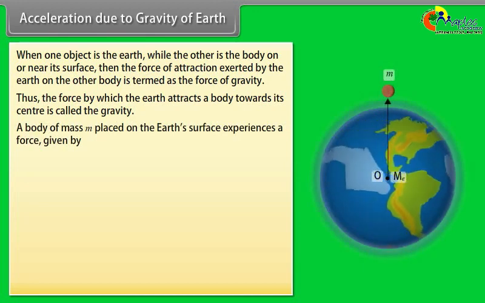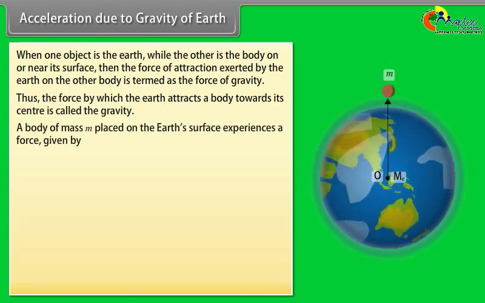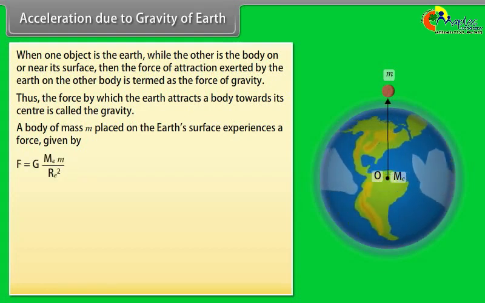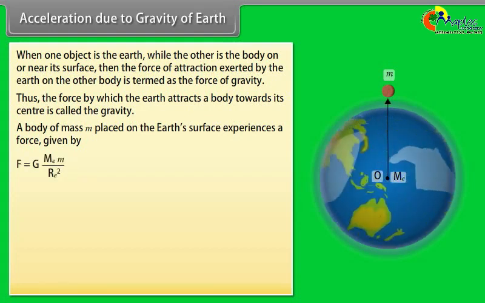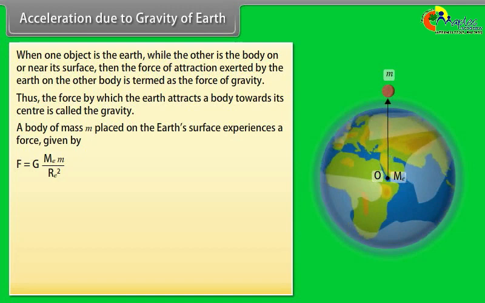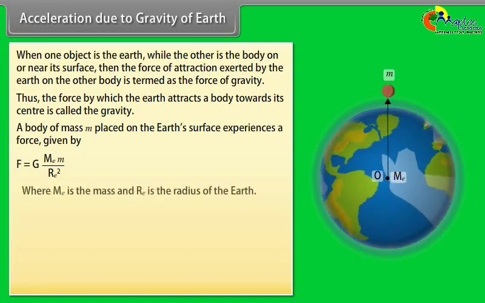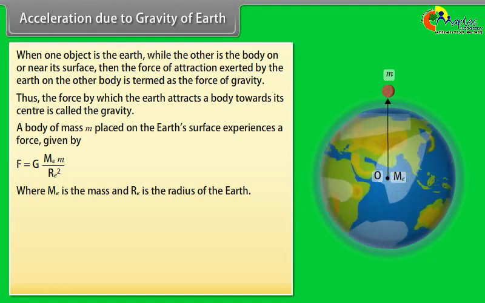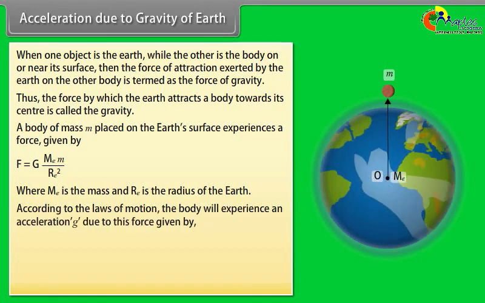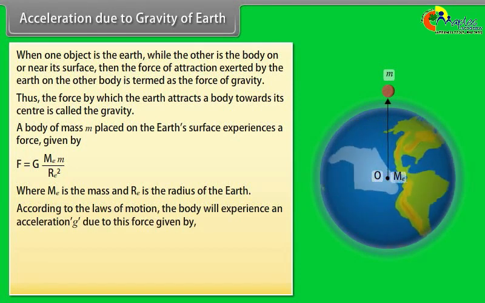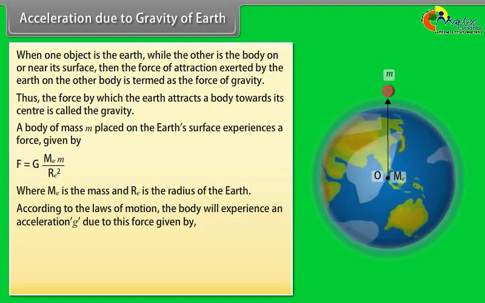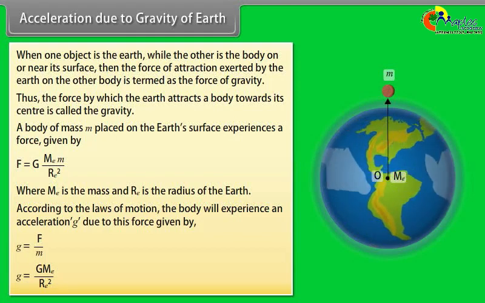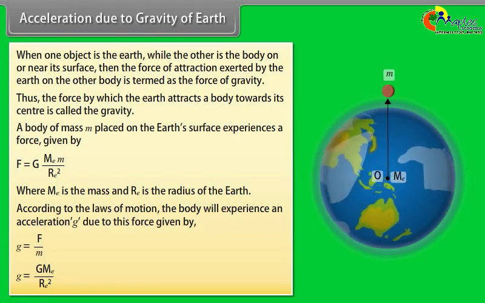A body of mass m placed on the Earth's surface experiences a force given by F is equal to G into ME m upon RE square, where m is the mass and RE is the radius of the Earth. According to the laws of motion, the body will experience an acceleration g due to this force, given by g is equal to G into ME divided by RE square.